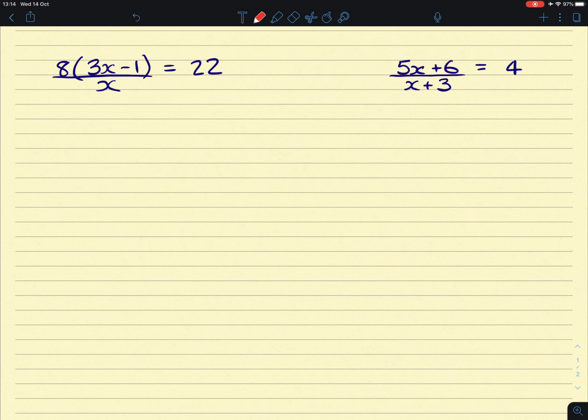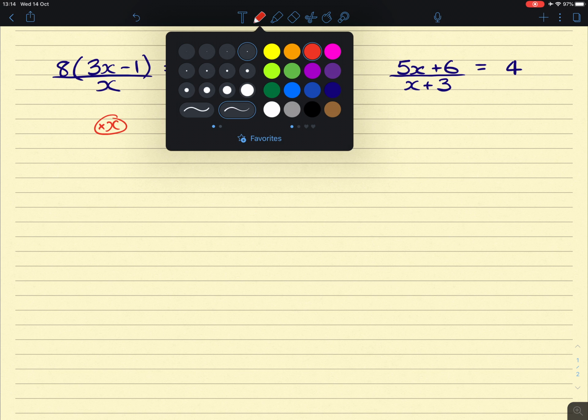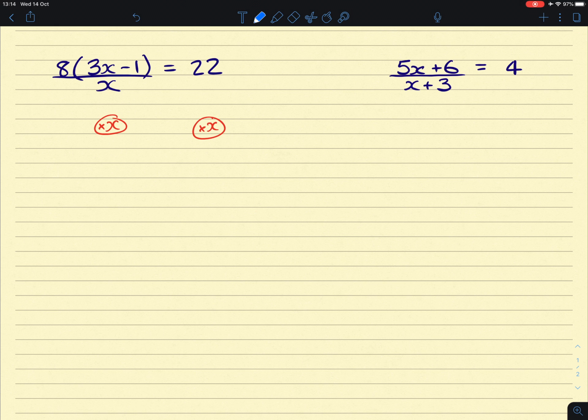Next one. Again, we've got this denominator we want to get rid of, this over x. So I'm going to multiply both sides by x. Doesn't matter if you've got a number in the bottom or a letter term or a combination, you want rid of that fraction. Once you get rid of that fraction, the equation becomes easier by default. So all that's left on the left is 8 with that bracket. The right-hand side is now 22 times x, so it becomes 22x.